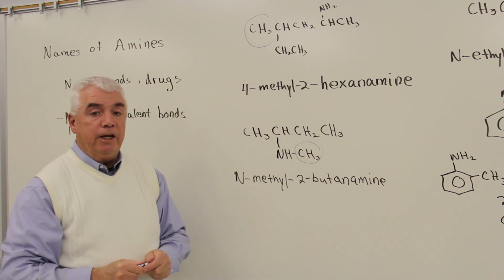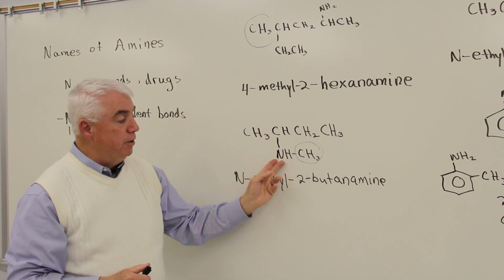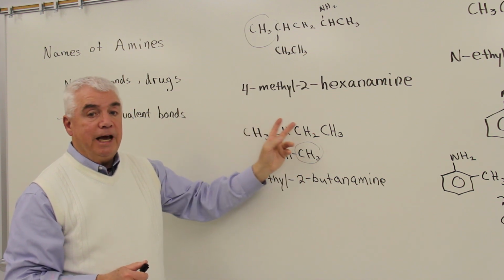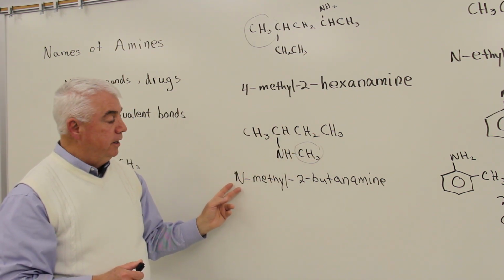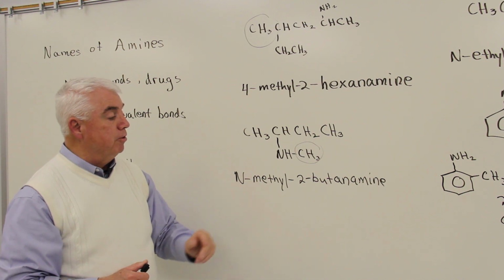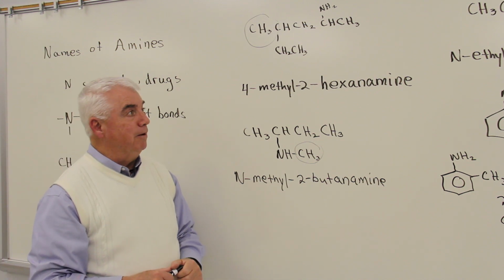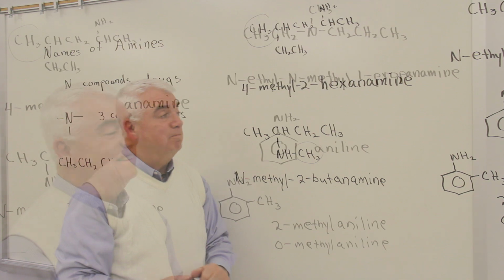And now the only thing that we haven't named is this methyl group. And we need to locate it as well. It's attached to the nitrogen. It's not attached to the longest chain. So the capital N indicates its position. It's N-methyl 2-butanamine. Let's look at another example.